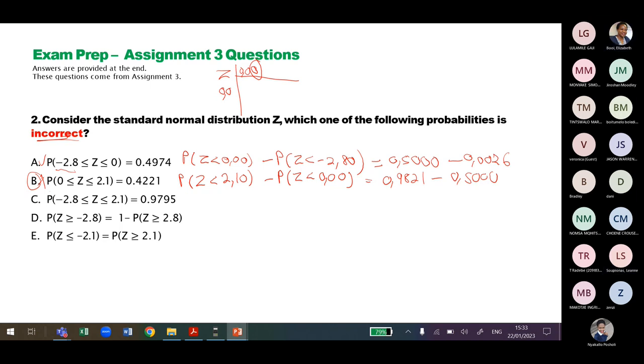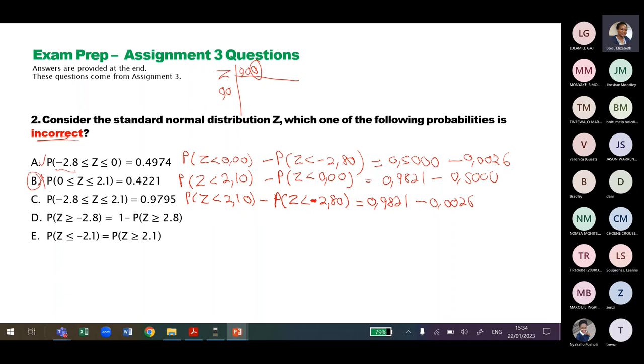Are you winning? I got the correct answer, yes. Okay, so the first thing you do is the probability of Z less than 2.10 minus the probability of Z less than minus 2.80. What was the probability of Z less than 2.10? 0.9821. Minus the probability of minus 2.80. 0.5000. Nope. It's 0.0026. Subtract one from the other, and the answer should be 0.9795, because that is correct.